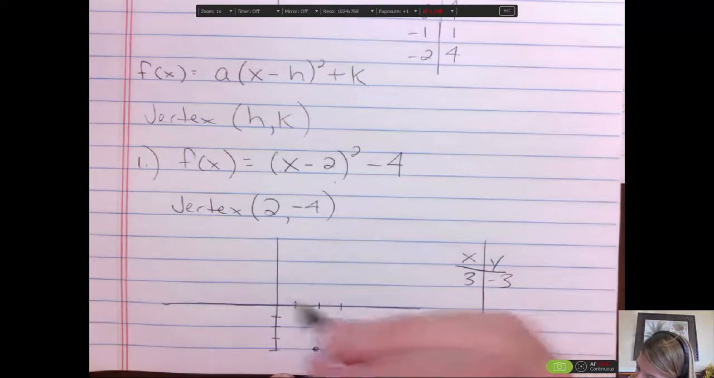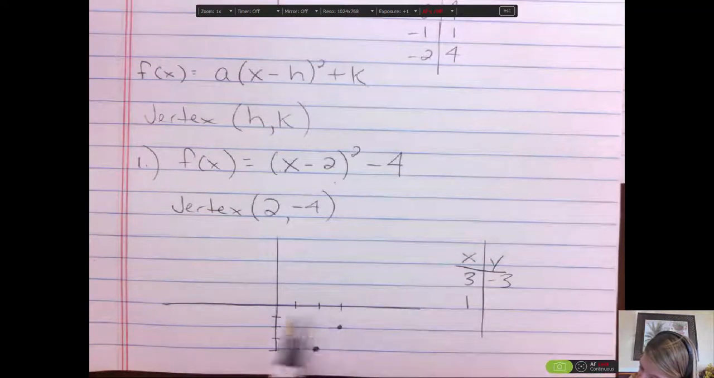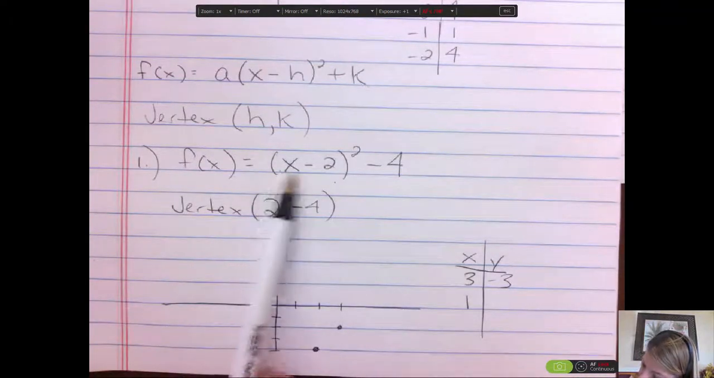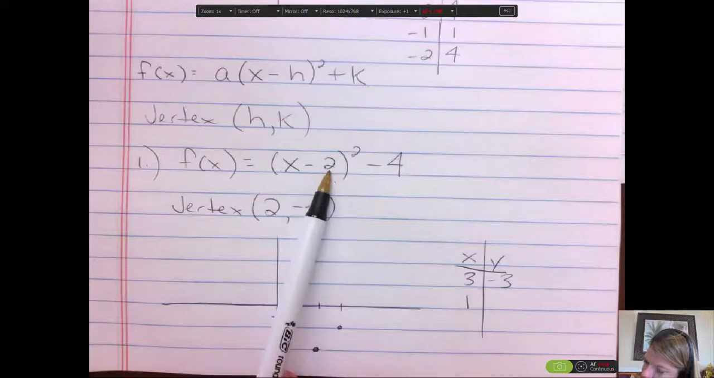Okay, so then let's put in 1 because it's one way this way. 1 minus 2 is -1.